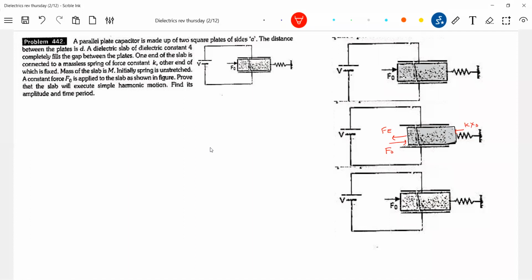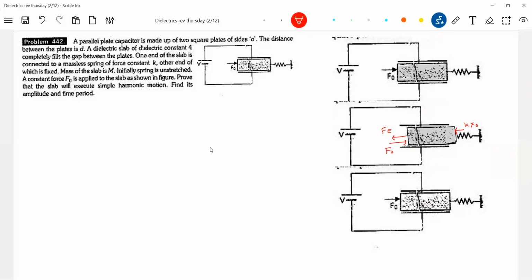Okay, let's get into it. It is asking: a constant force applied, prove that the slab will execute simple harmonic motion, find its amplitude and time period. What do you mean by amplitude? From where to bring the amplitude? How much you displace towards right, that should be the amplitude, no?